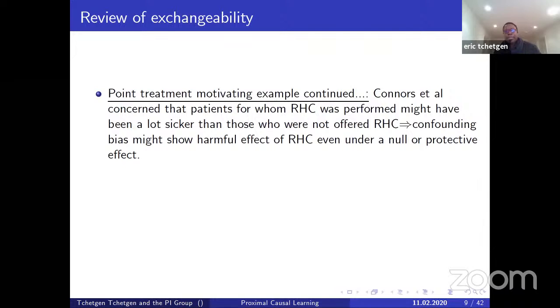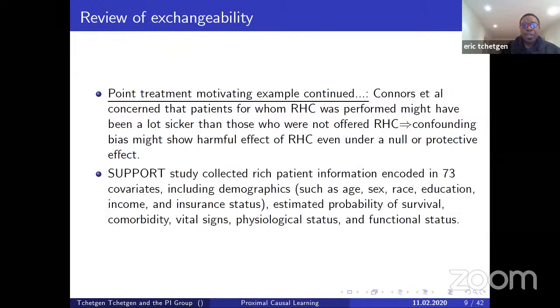So in their paper, Connors et al. were concerned that patients for whom RHC was performed might have been a lot sicker than those who were not offered RHC. And so just the selection bias or confounding bias might show a harmful effect of RHC even under the null or protective effect of RHC. So that was a concern. The study fortunately collected a rich set of information on patients, including 73 covariates, including demographics, probability of survival based on some variables, comorbidity, vital signs, physiological status, and functional status.